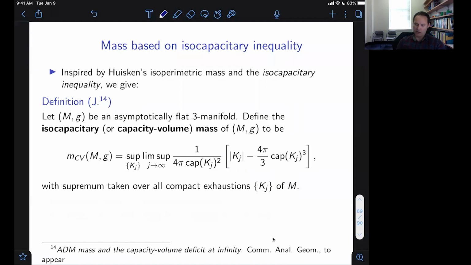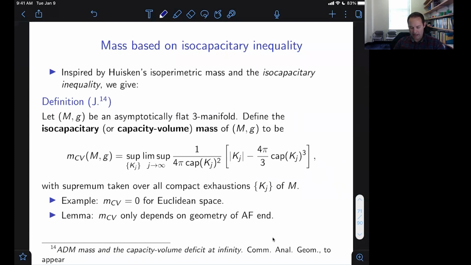The normalizing factors and everything are just so you get the correct value in test cases. It's not hard to show that this gives you the correct value in Euclidean space. Again, the isocapacitary inequality gives you one direction. Just using balls as your exhaustion gives you the other direction.